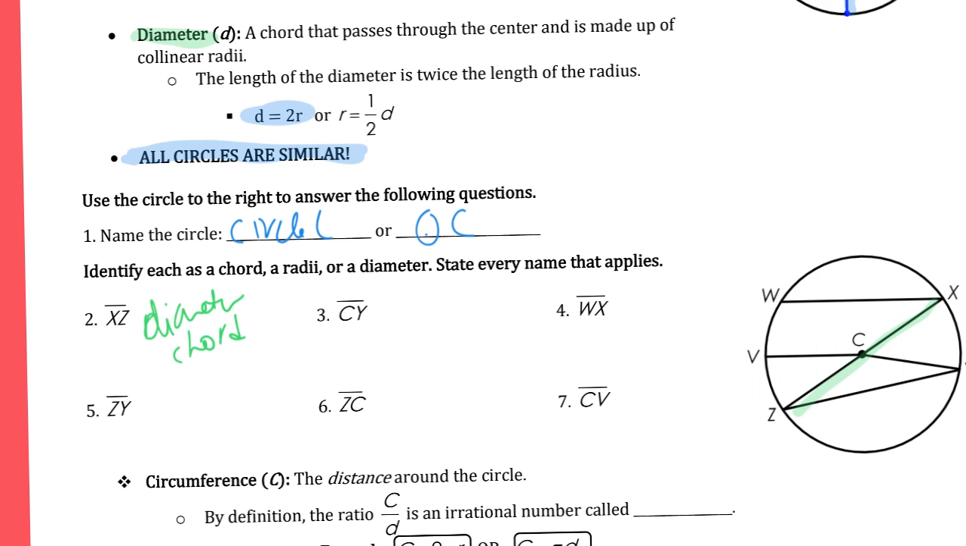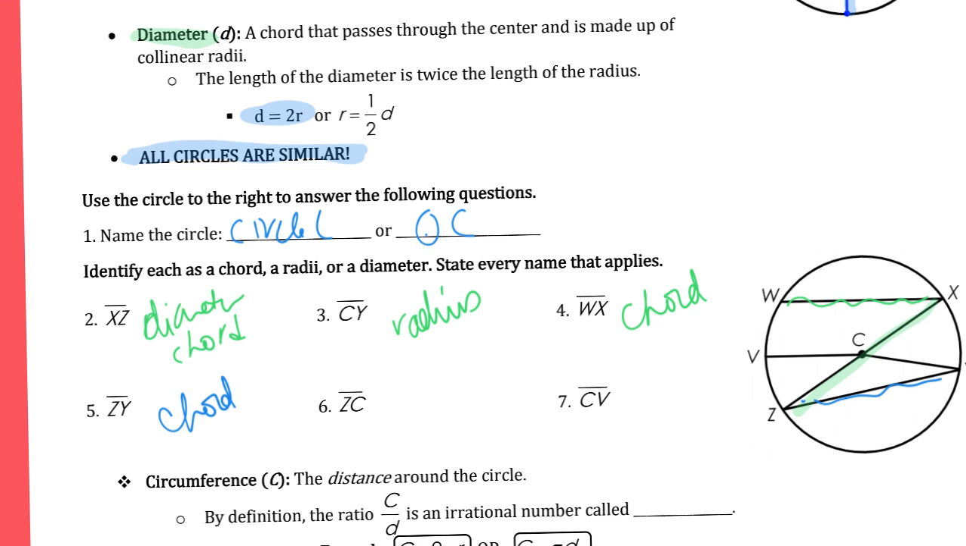CY is a radius, because it's from the center to a point on a circle. WX is going to be right here. That's going to be a chord. It doesn't start at the center. It doesn't go through the center, so it's going to be just a chord. ZY is going to be a chord as well. It doesn't go to the center, so it's not also a diameter.